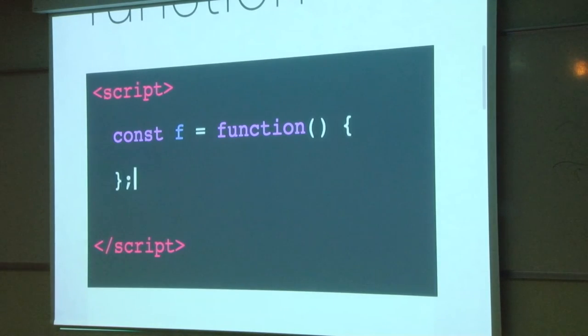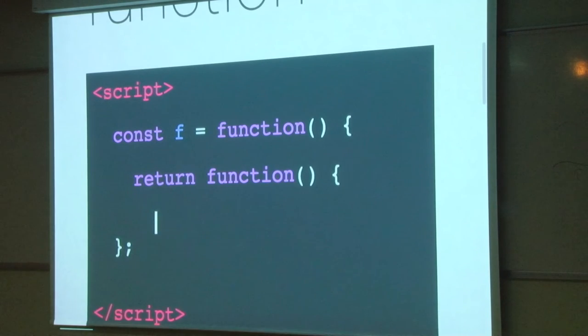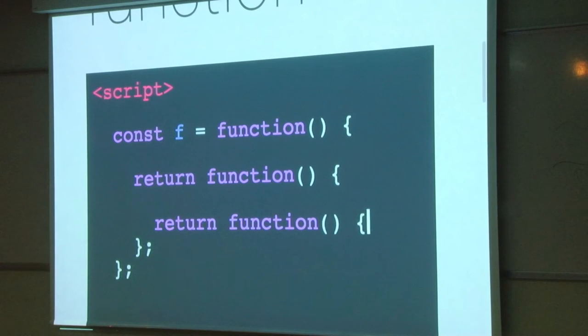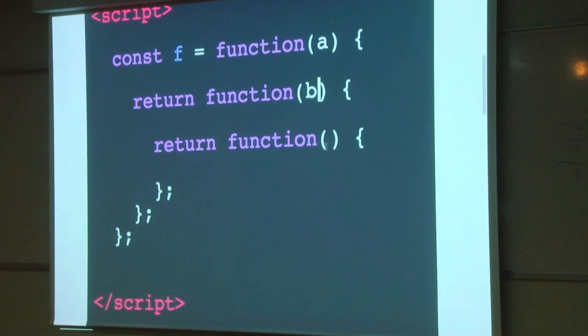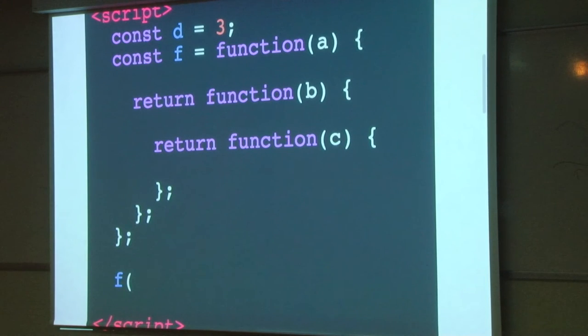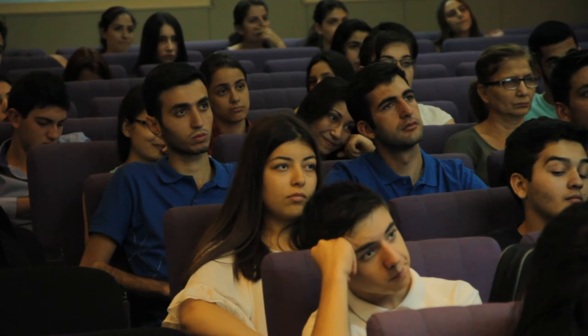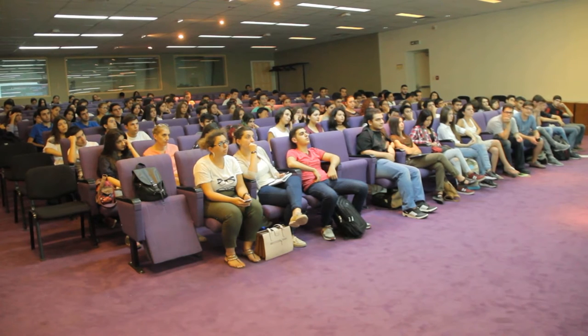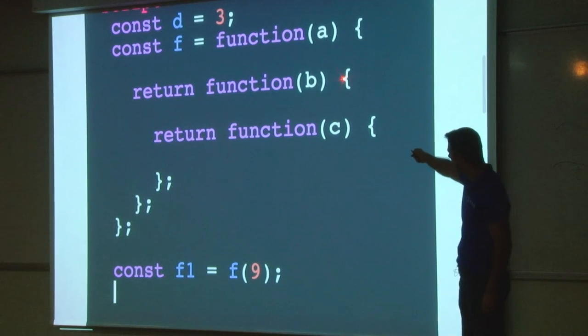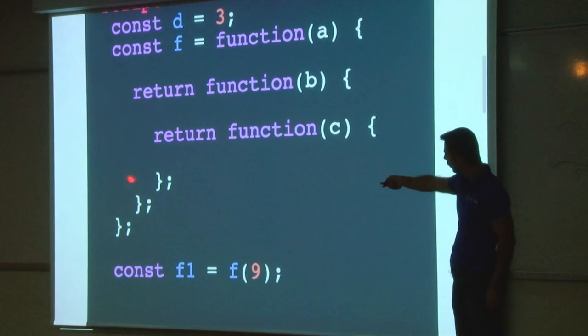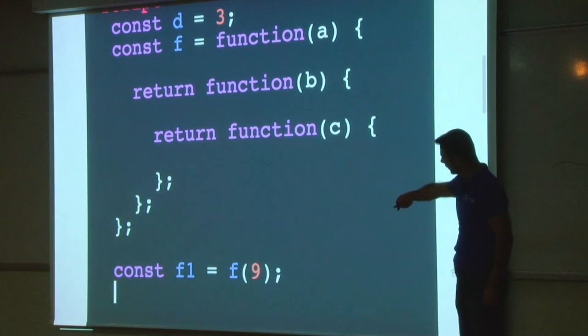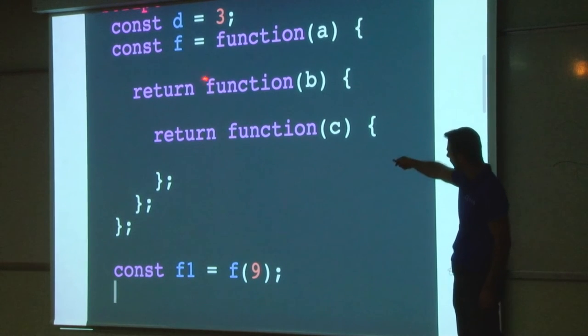So we know that functions can return functions. So this takes an A, this takes a B, and this takes a C, and there's also a D somewhere. Let's call it F1. What is the value of F1? Function. Yeah, so we call F, which is this function here, it returns this function which has a beginning there and an end there, right? So that whole function gets returned, and in this case assigned to f1. So f1 now has a reference to this function there.